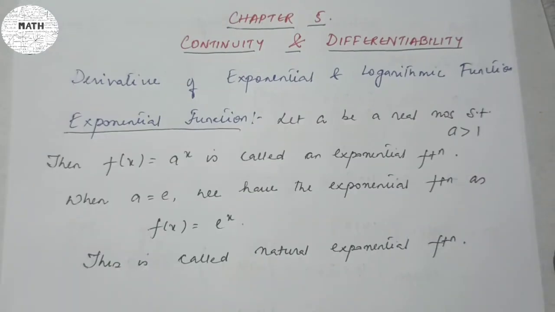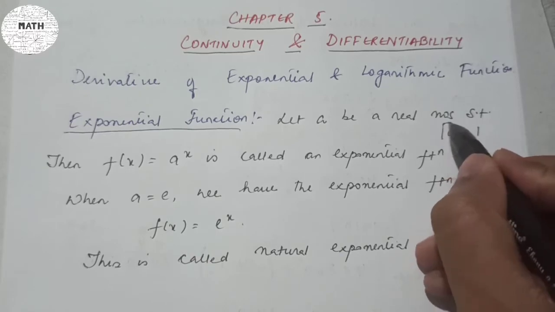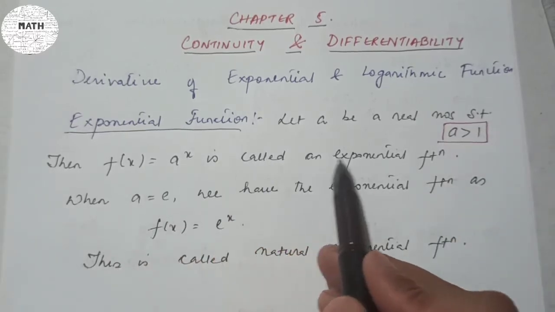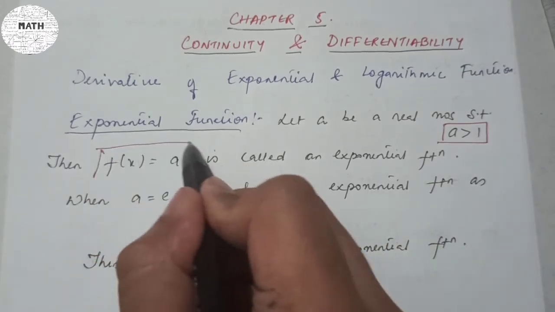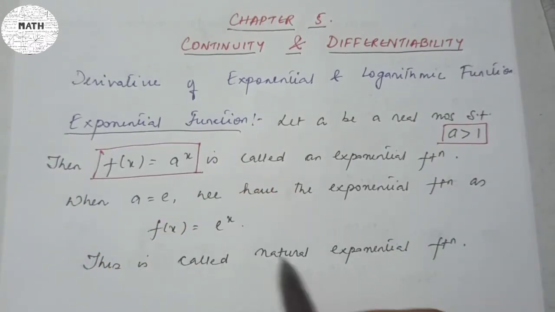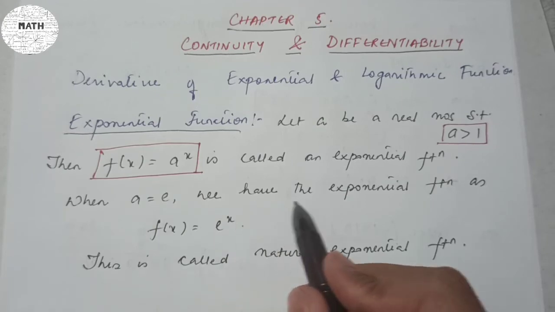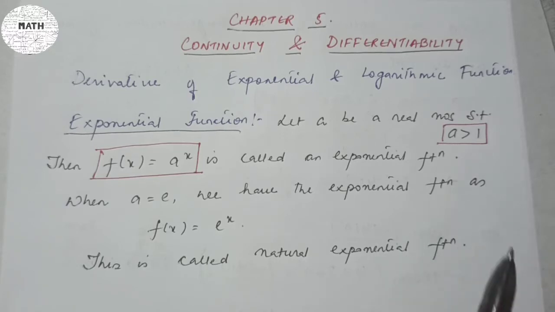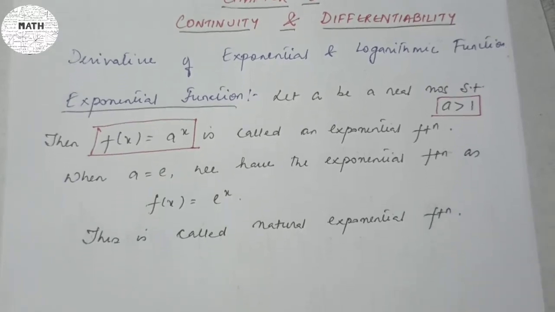Okay, the definition is given to be: let a be a real number such that a is greater than 1, then the function f of x is equal to a to the power x is called an exponential function. So when a is equal to e, we have the exponential function f of x is equal to e to the power x. This is called the natural exponential function. So that's all about your exponential function.